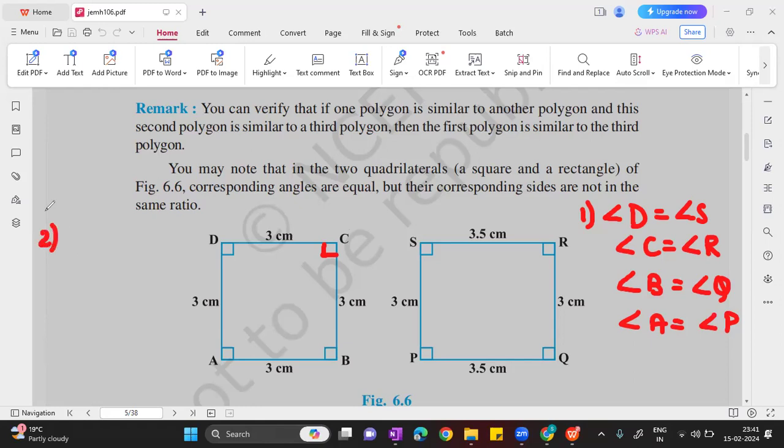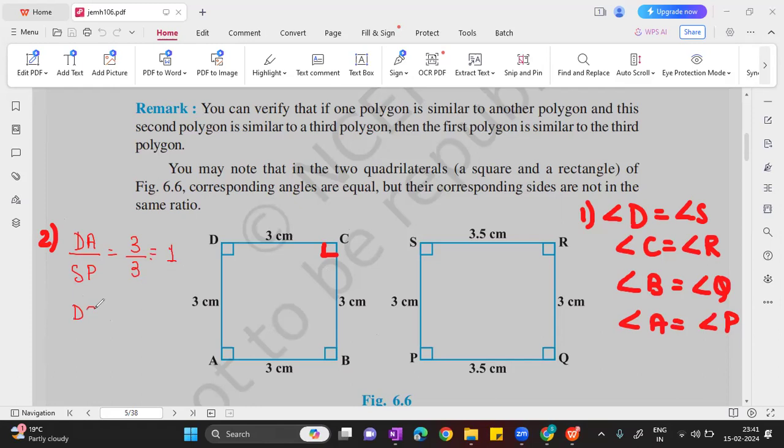Now let us check the second condition. For the second condition, Manya, tell me. Let's do DA upon SP. What is DA? 3, right? Correct. What is SP? 3. So what is 3 by 3? Is it not 1? It is 1. Okay. So DA upon SP we got 1.